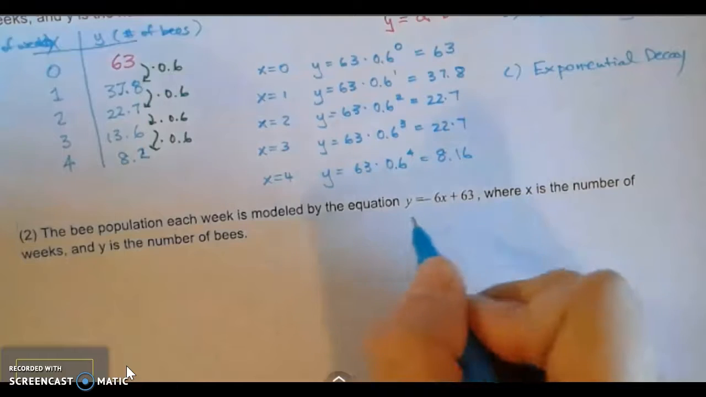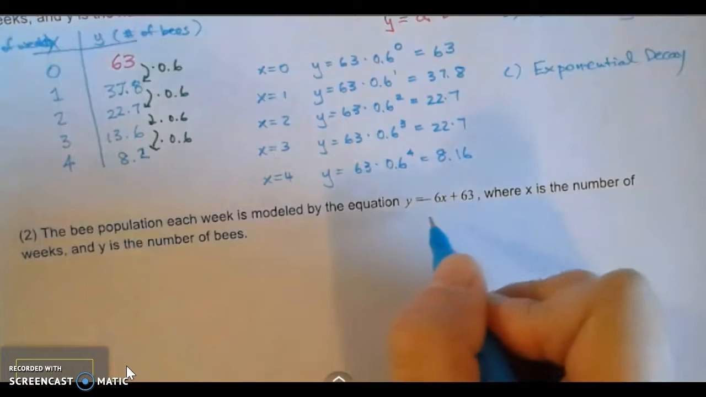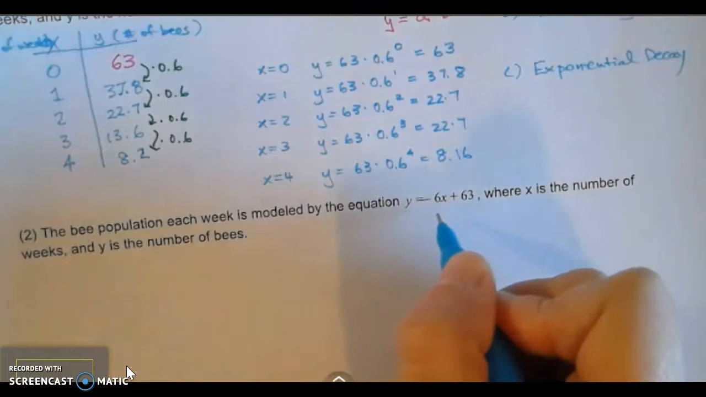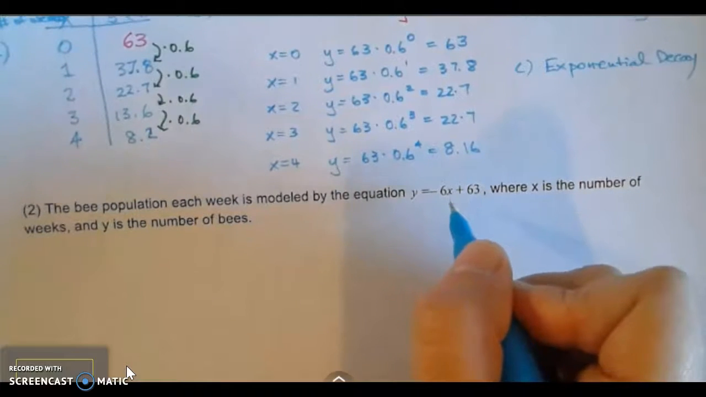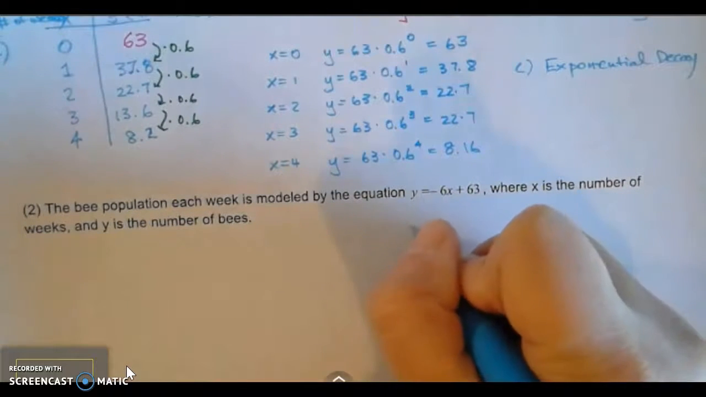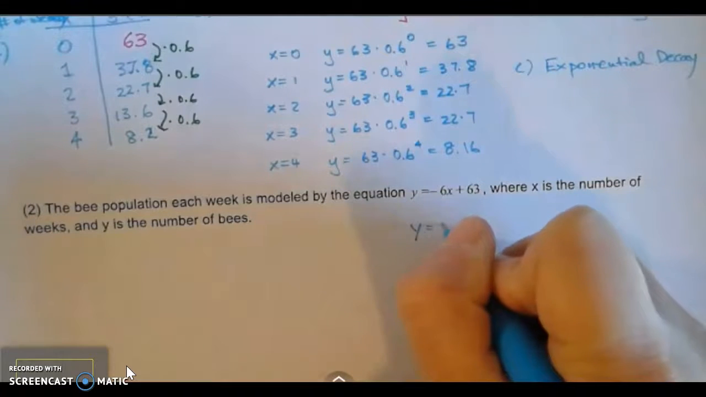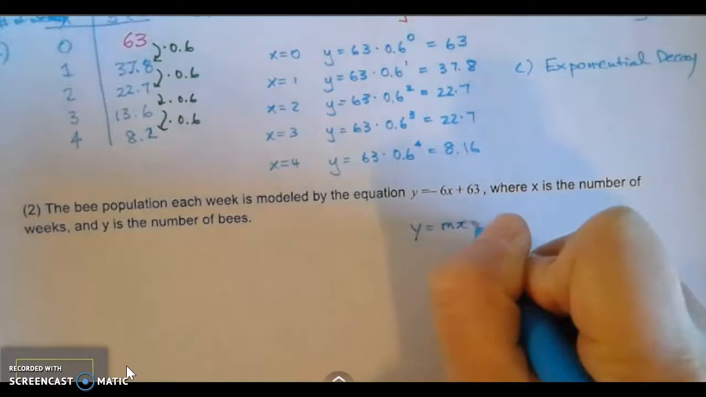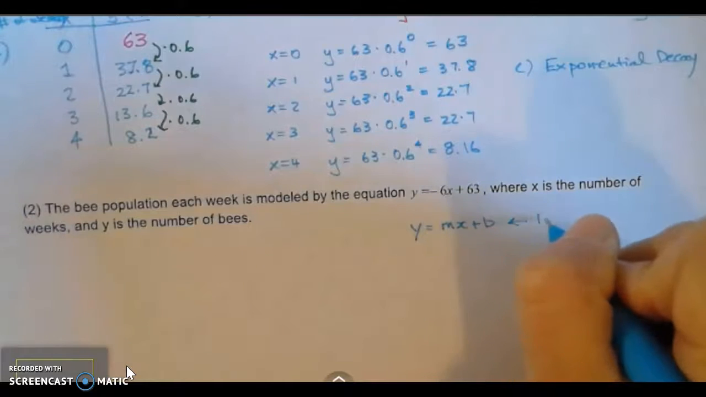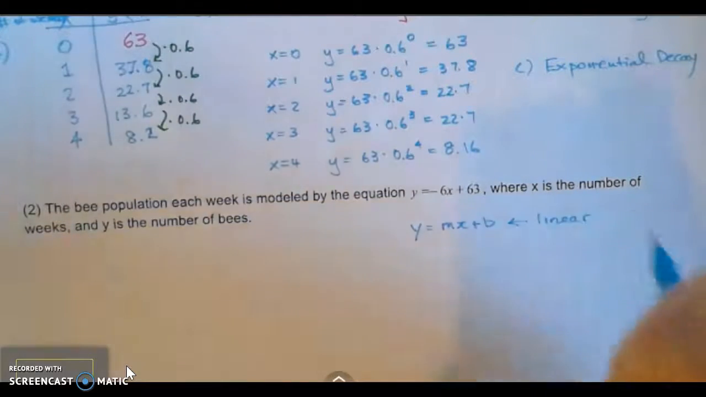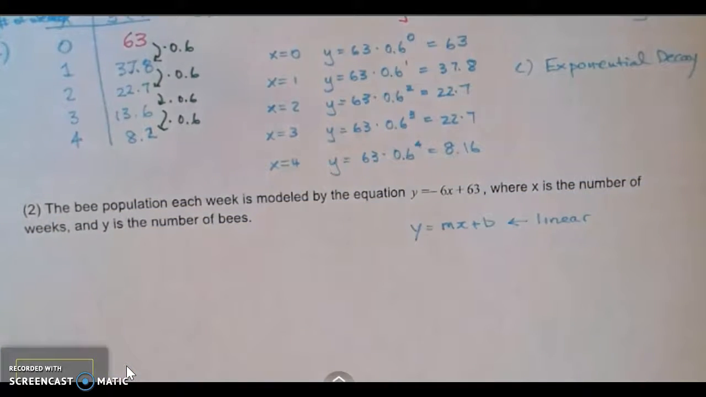Okay, so now looking at this equation, does it look like an exponential equation? No, it's not. The variable x is not occurring as an exponent. Okay, what does it look like? It actually looks like y is equal to mx plus b form, and this is a linear equation.